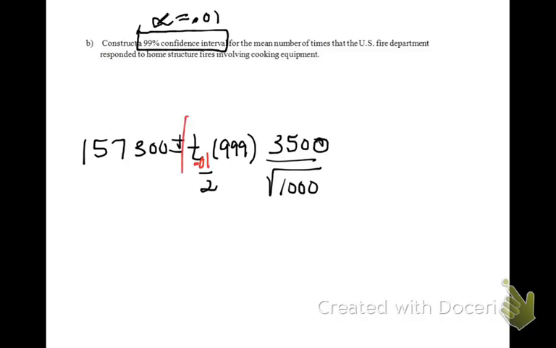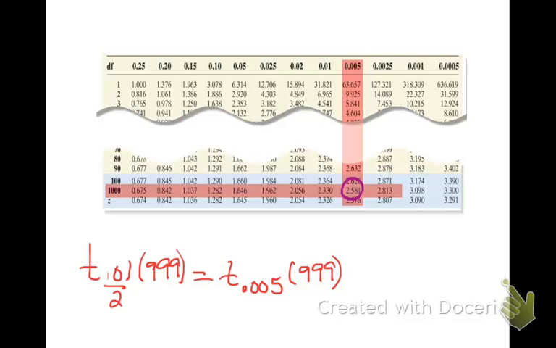We're now ready to go to the table and look up this t-value. 0.01 divided by 2 is 0.005. Usually once you know the alpha over 2, it's one column to the right. So here we're looking for tail area 0.005 with the degrees of freedom 999. However, in the degrees of freedom column, 999 doesn't appear. The closest value is 1,000, so we'll just use that. And this is 2.581. Let's go back and plug this into our formula.